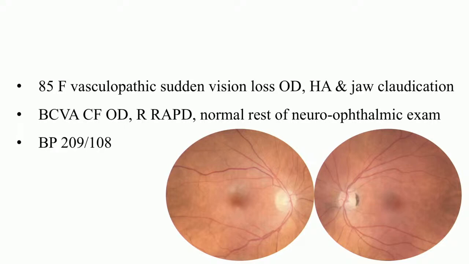And because she's 85 and she had the sudden vision loss, she was asked about GCA symptoms, and she had headaches and some jaw claudication. She had a serology done, which one could argue may be borderline ESR for her age, but a normal CRP, and there was no relative thrombocytosis. So what's going on here? Normal fundus, but sudden vision loss and RAPD. There must be something going on. It's likely ischemic in nature.